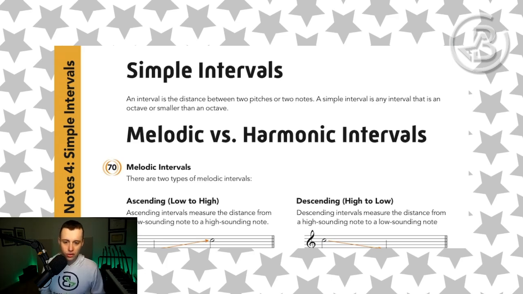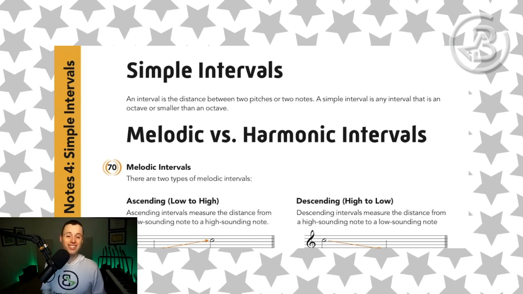So an interval is a distance between two pitches or two notes. We're going to think of an interval as being the distance between two notes. A simple interval does not mean that the interval is easy to understand, but a simple interval is quite simply just an interval that is at the most 1 octave. So it's an octave or it's smaller than an octave. That's all that simple means. It means it's not larger than an octave.